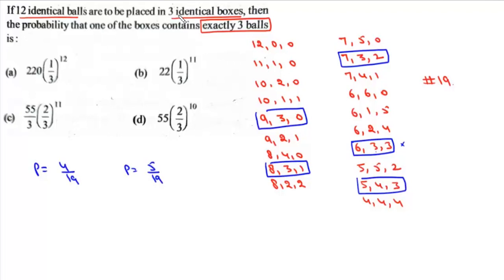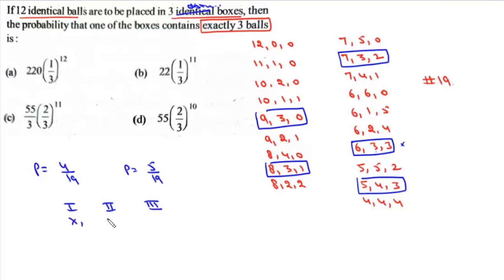This question should not be 12 identical balls in 3 identical boxes. So what else could it be? Now we can take 12 identical balls in 3 distinct boxes. Now suppose we have 3 boxes, box 1, box 2 and box 3.